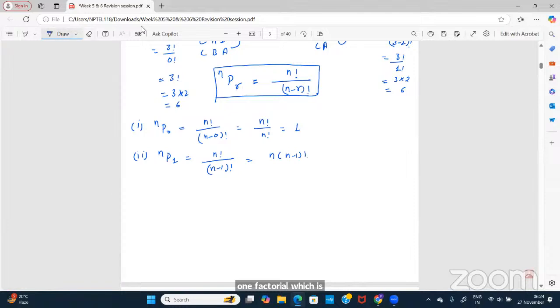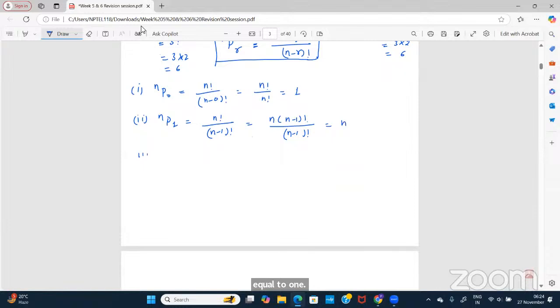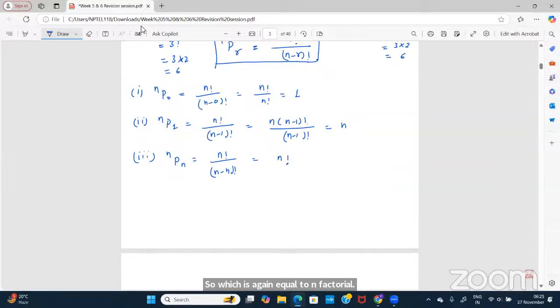Okay. So it will be equal to 1. Sorry, n, right? Now, if we have to select all the n items out of n, so it will be n factorial divided by n minus n factorial, right? So which is again equal to n factorial. Okay. So now here you can see that if we are given n objects, and we have to arrange them, there are n factorial ways to arrange n distinct items, right?